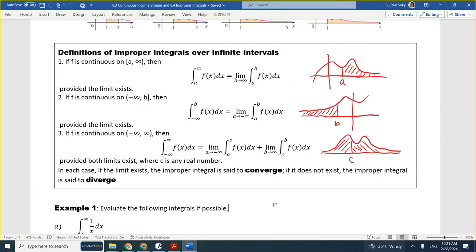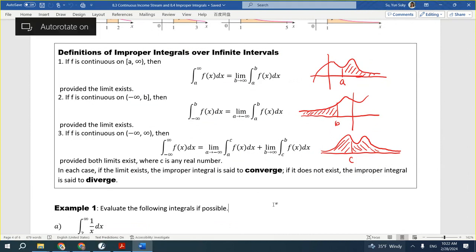And how about we have both infinity? Okay, then you can cut it into pieces. Let's say c is any point in the middle. Okay, so it's a limit a to c, a goes to minus infinity, plus the limit c to b, and b goes to infinity. Okay, and in each case, if the limit exists, this improper integral is said to converge. If the limit does not exist, so it might be infinity or minus infinity, then we say that improper integral diverges. Okay, everybody okay with the definition? Now let's solve problems.